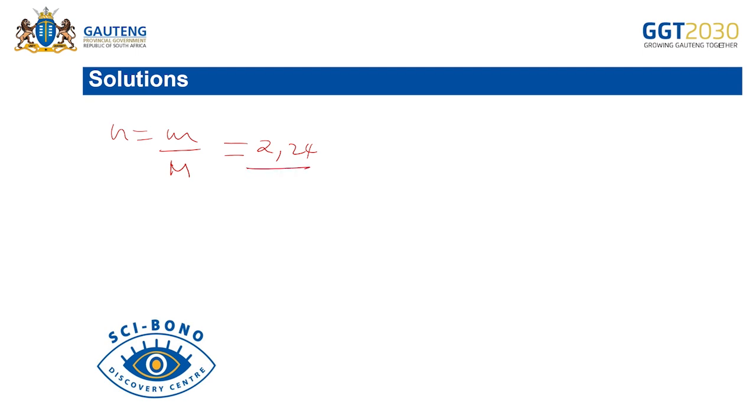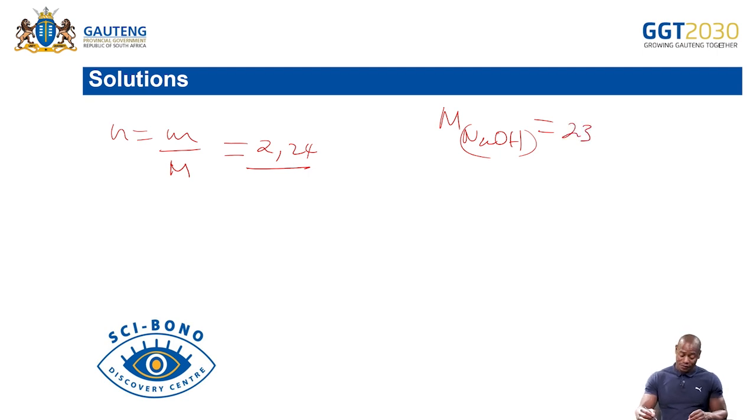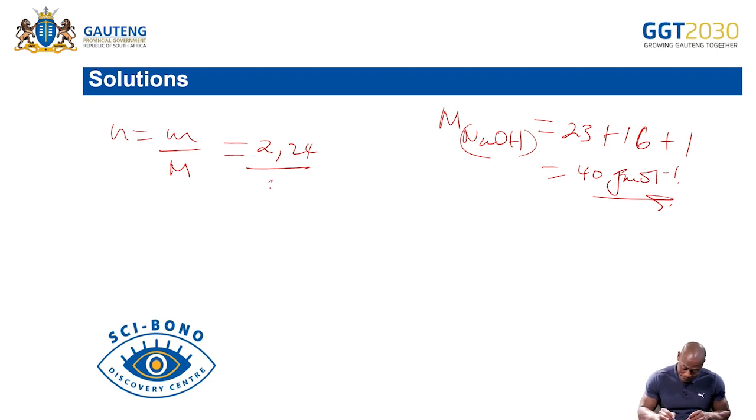Then the molar mass. Molar mass is not from heaven, but from the periodic table. What is the molar mass of sodium hydroxide? The relative atomic mass of sodium from the periodic table is 23. The relative atomic mass of oxygen is 16. The relative atomic mass of hydrogen is what? It's 1. So here I'm having 40 grams per mole.